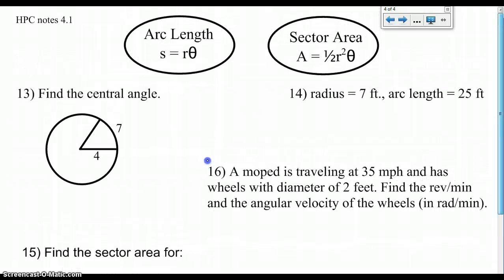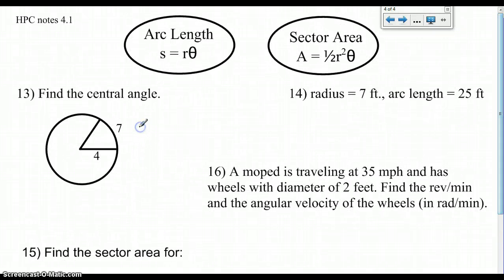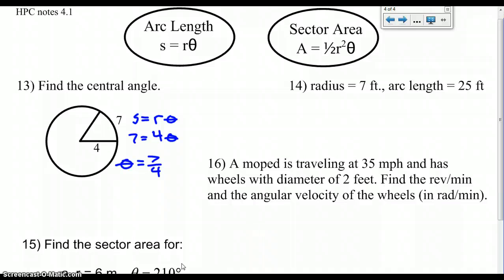Now when I look at number 13, it's telling me to find the central angle. The formula here is S equals R theta. I actually in this case know the arc length to be 7, the radius is 4, and theta is what I'm trying to find. A quick step of division and I've got my central angle. It's 7/4. And I'm just going to leave it that way. That's a measurement in radians. Why don't you guys pause the video and do number 14 on your own.